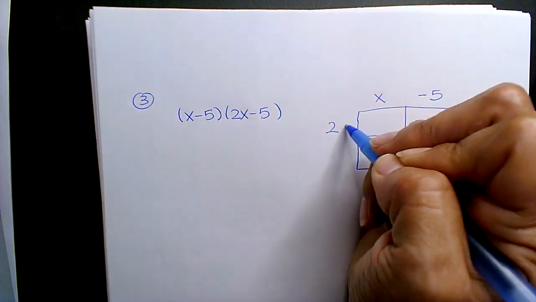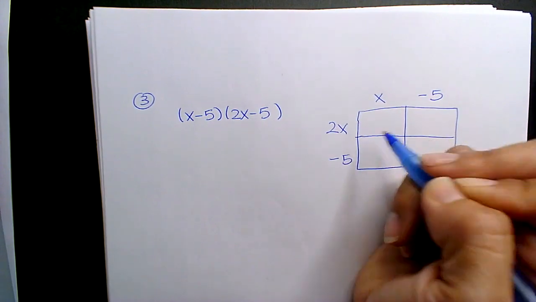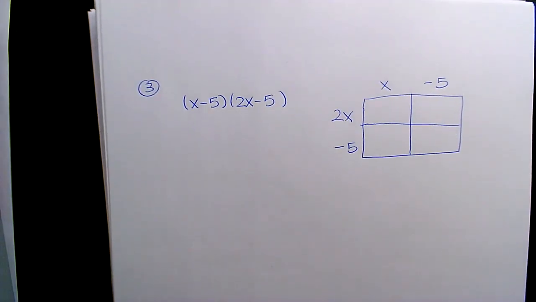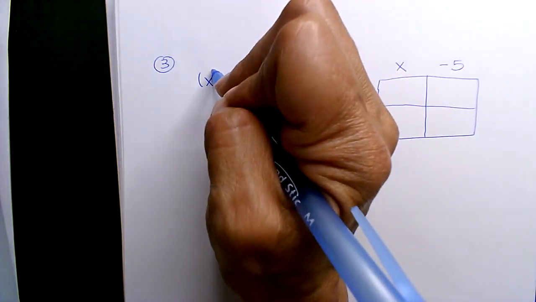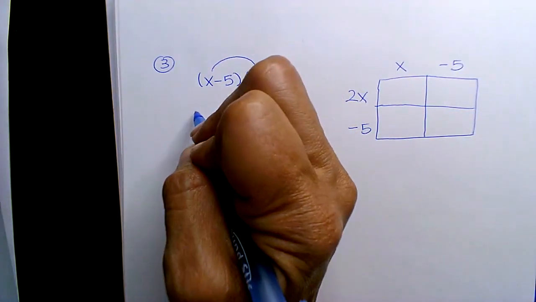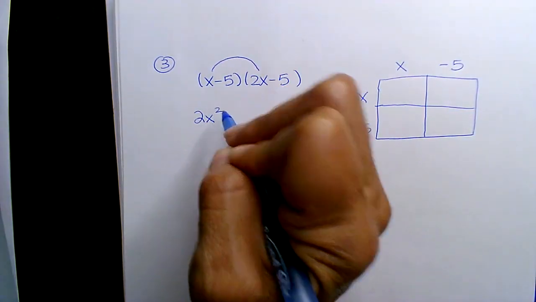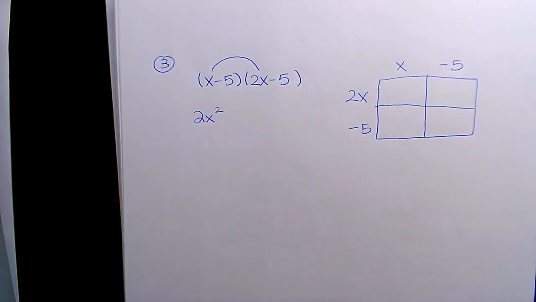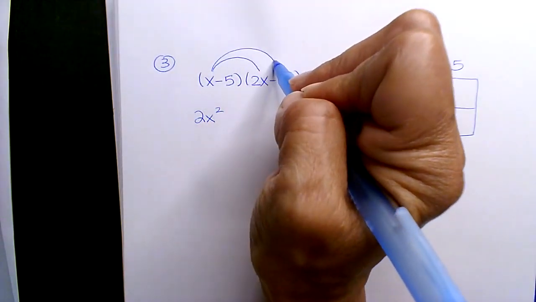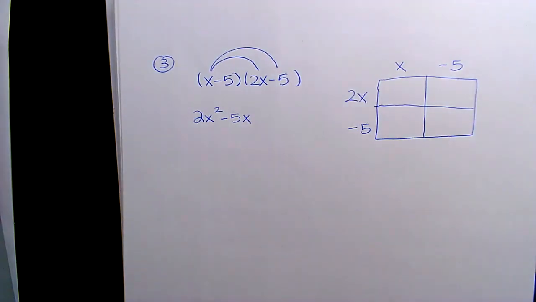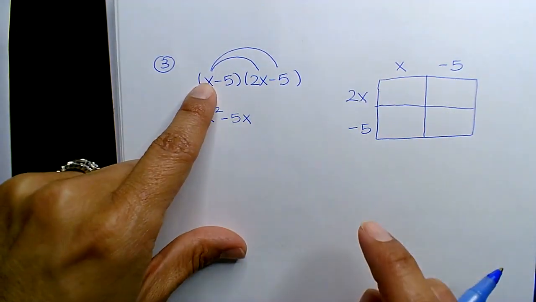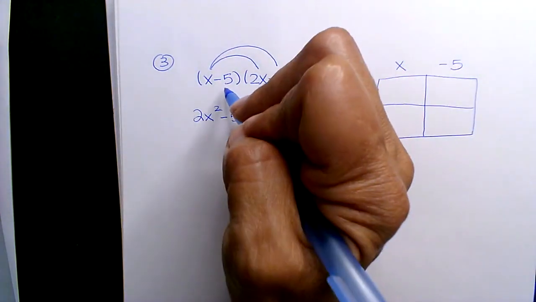You guys are really, really good with this. Just watch your signs. If you're gonna make a mistake, it's your negatives, okay? All right, if you want the FOIL, the arrows, x times 2x is 2x squared. What is x times negative 5? Negative 5x. I'm done with that term. Now move on to the second term here.